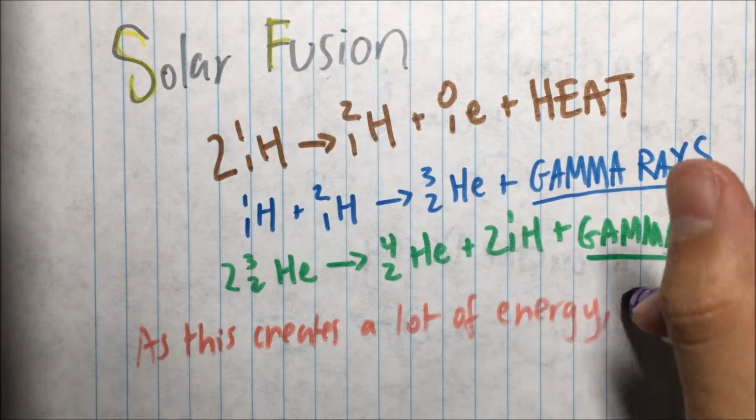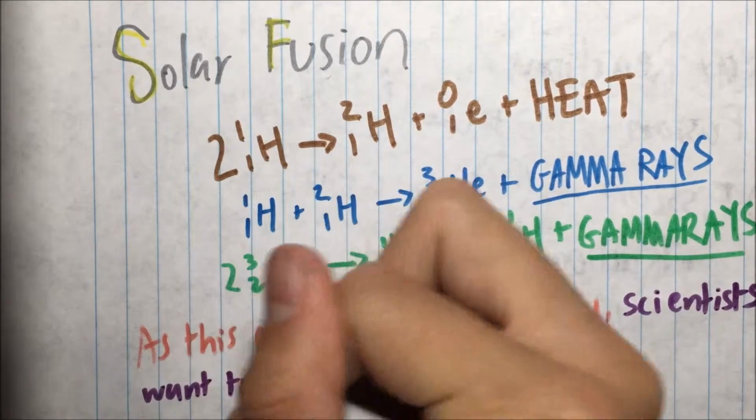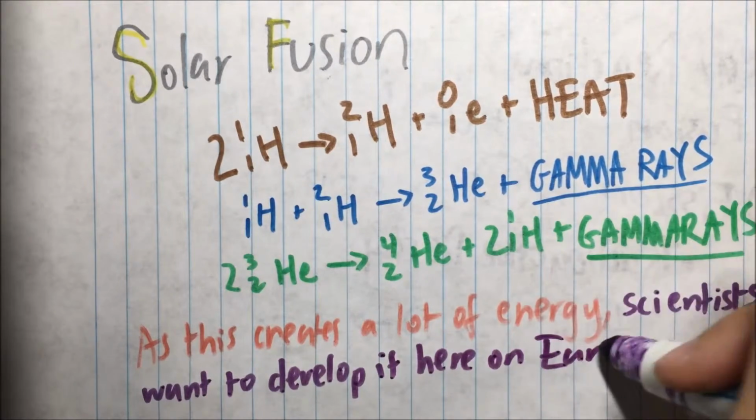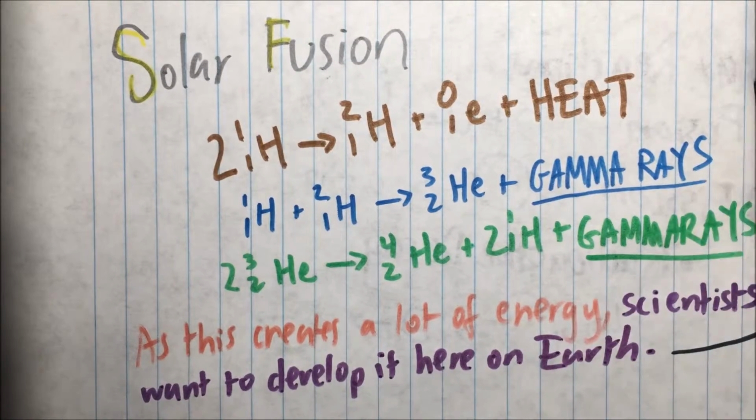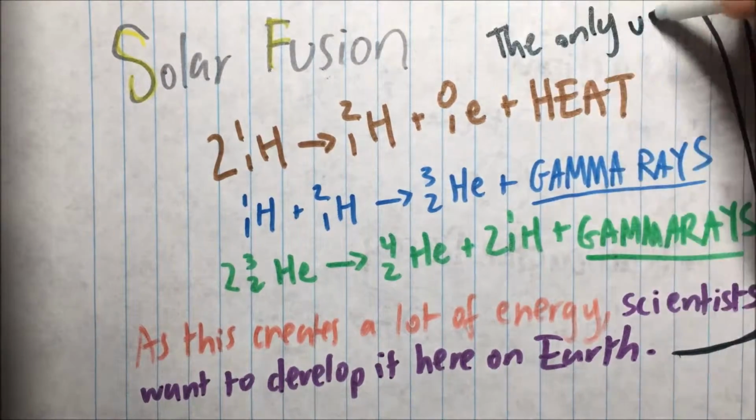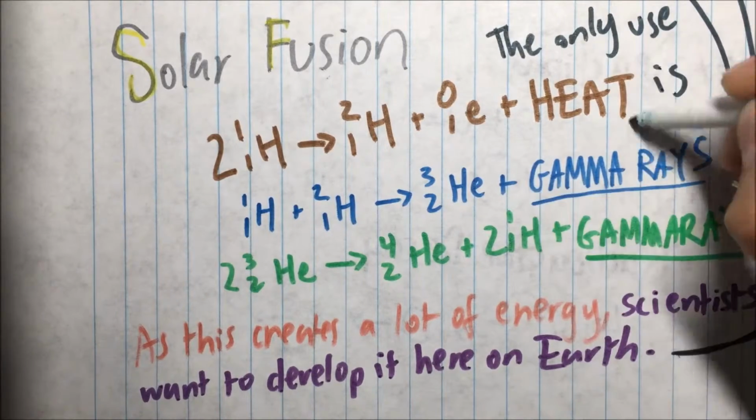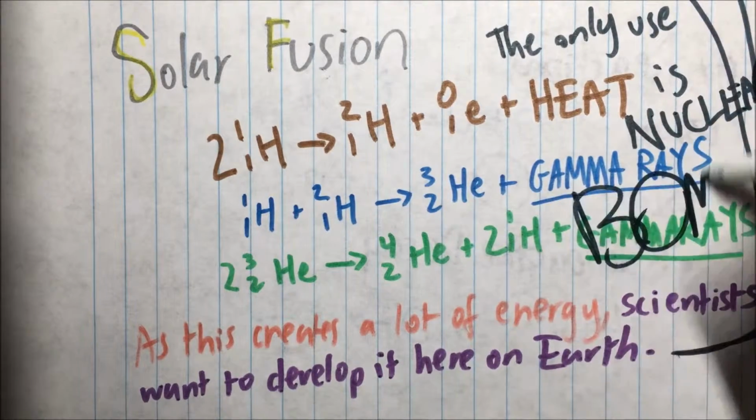As fusion creates a lot of energy, scientists are looking for ways to develop it here on Earth so that we can harvest it. But for now, there's only one use that has been identified, and that is the nuclear bomb.